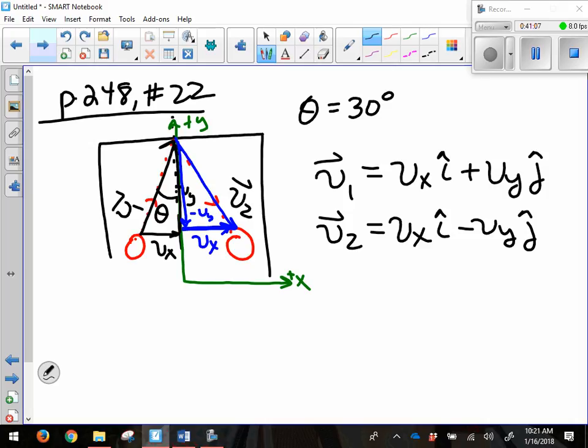So part A wants us to find this angle over here. Do you remember what that angle should be? It should be the same. The angle of incidence should equal the angle of reflection. It doesn't just work for light. It should really work for anything.